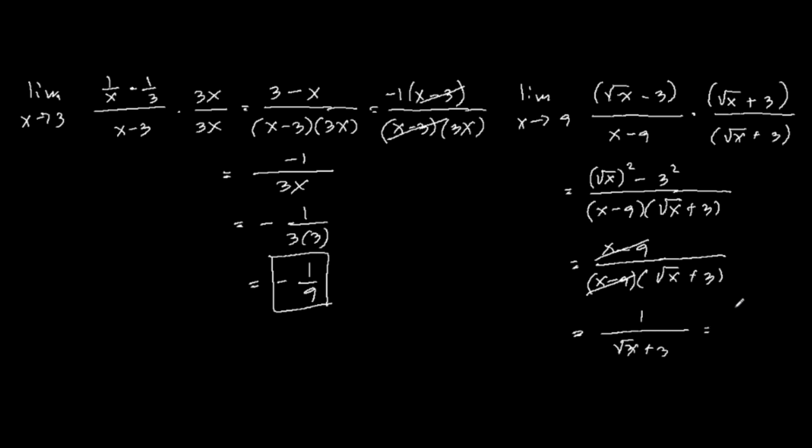Then we substitute the value of x, which is 9, so 1 over the square root of 9 plus 3. And what is the square root of 9? It is equivalent to 3. So 3 plus 3, or it is equivalent to 1 over 6. So the limit is equivalent to 1 over 6.